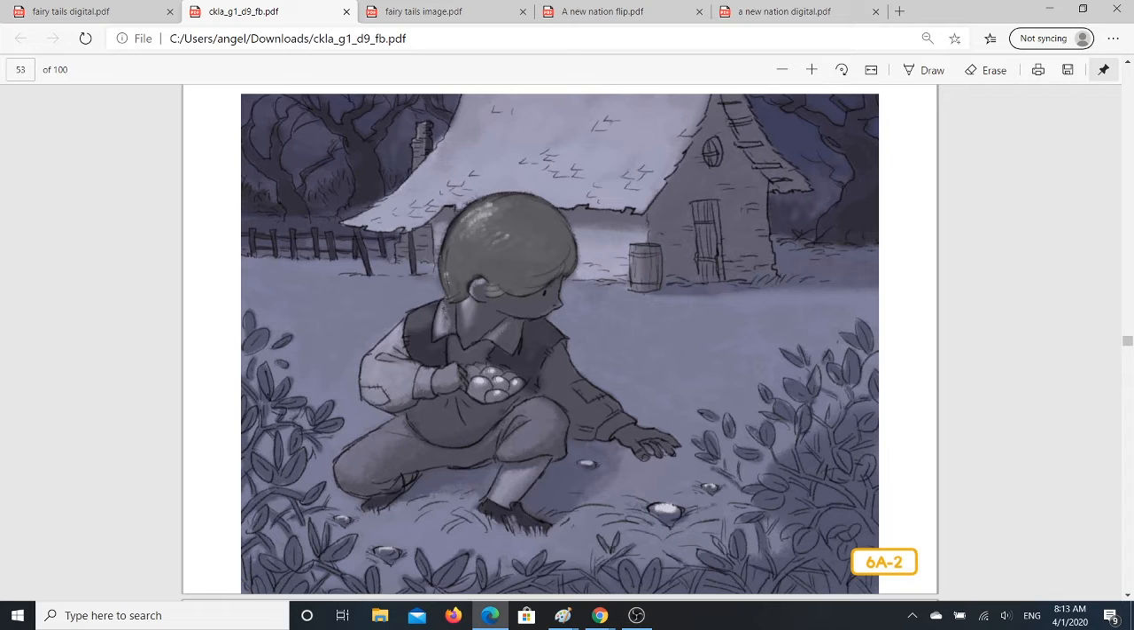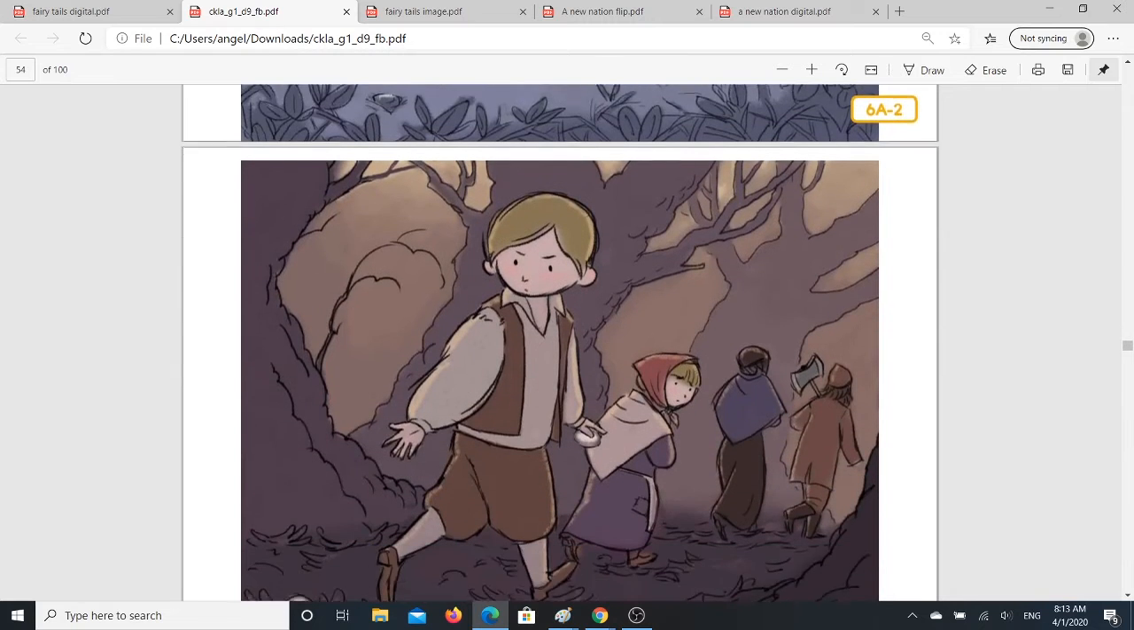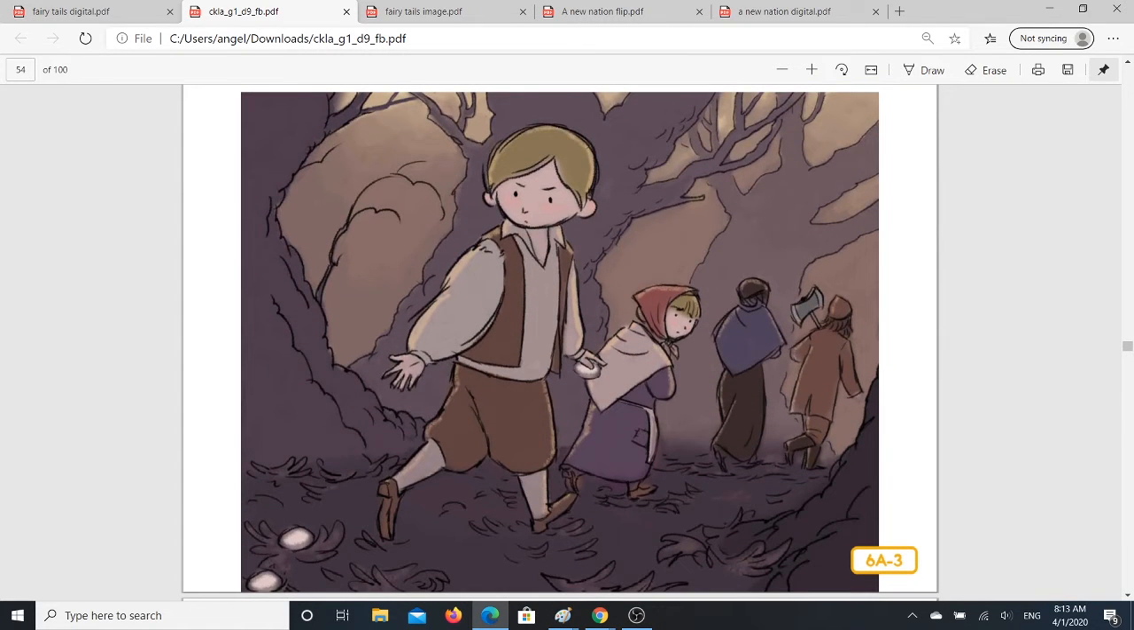Why do you think Hansel was gathering pebbles? At daybreak, the woman came and woke up the two children. Daybreak is when it first becomes light in the morning. "Get up, you lazy bones. We're going to the forest to get some wood."